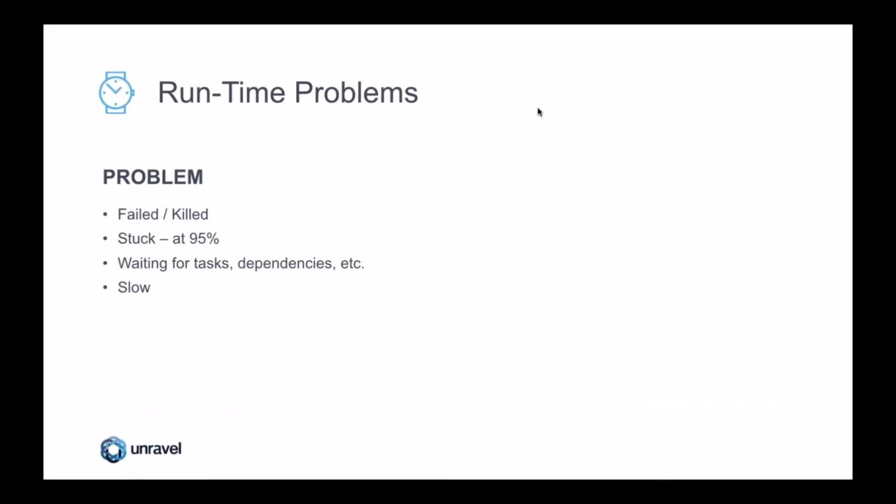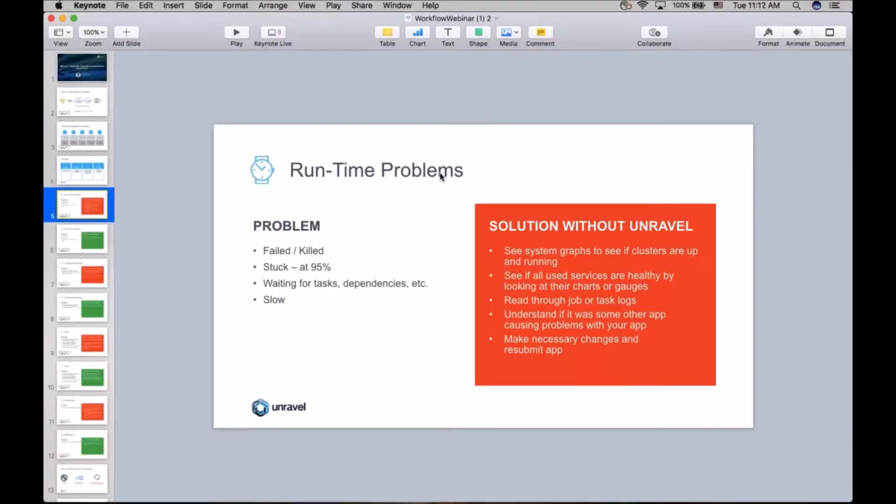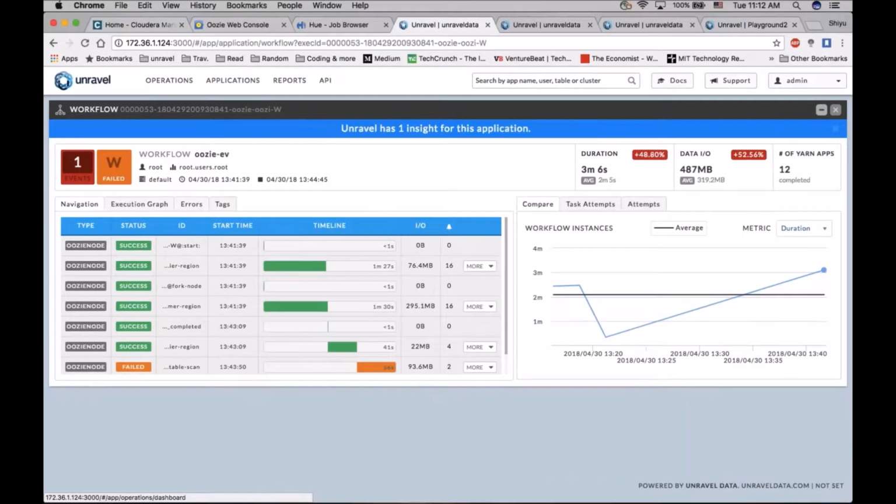Now, runtime problems are of multiple types. You may have applications that are just stuck. How many times have you all seen a workflow stuck at 95% and it just won't finish? You may have applications that are waiting for tasks or dependencies or are slow. In today's case, we'll focus on a very common problem that keeps occurring, which is an application got killed or it failed, right? So I've got a couple of demo scenarios here set up for you.